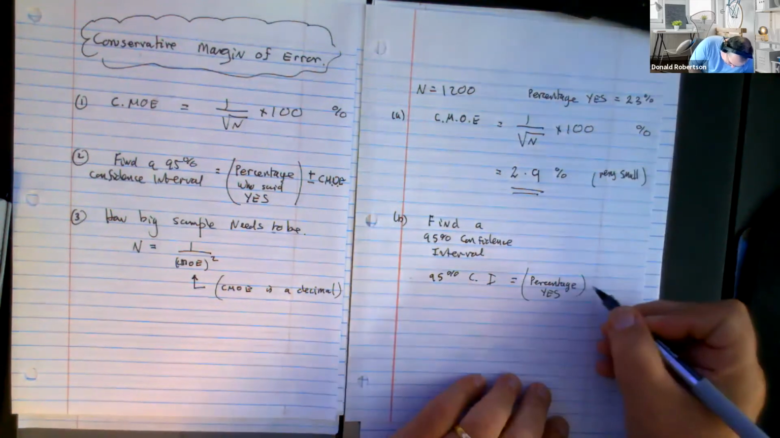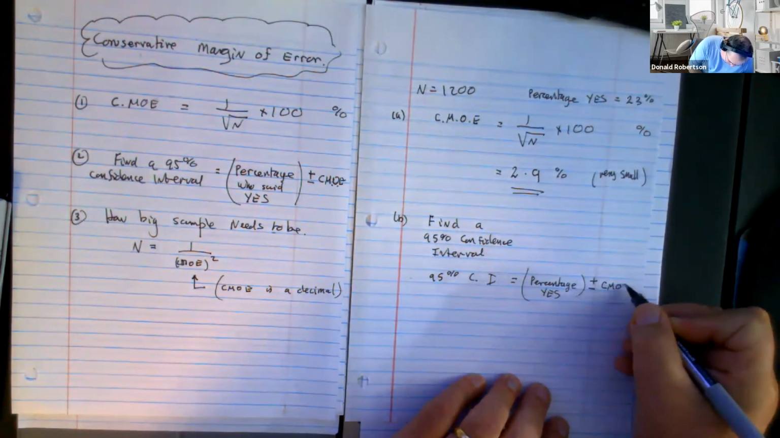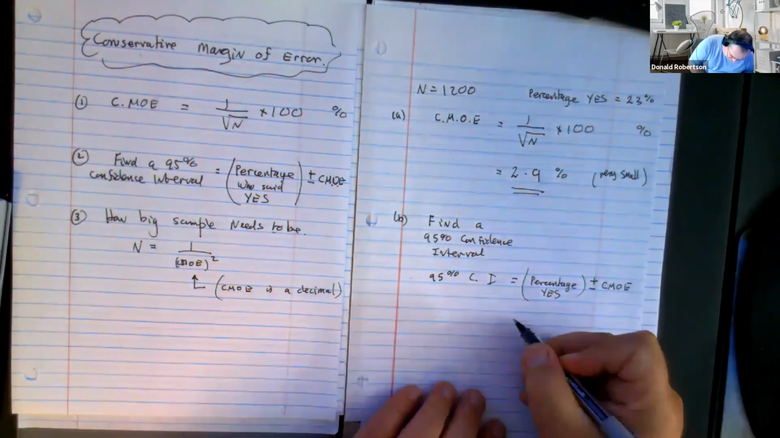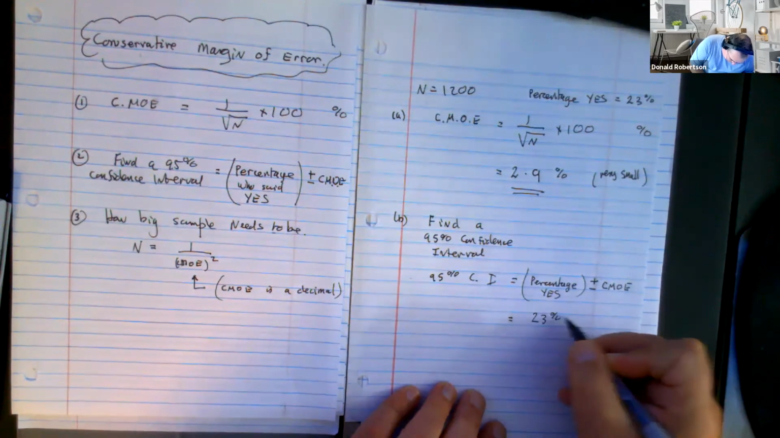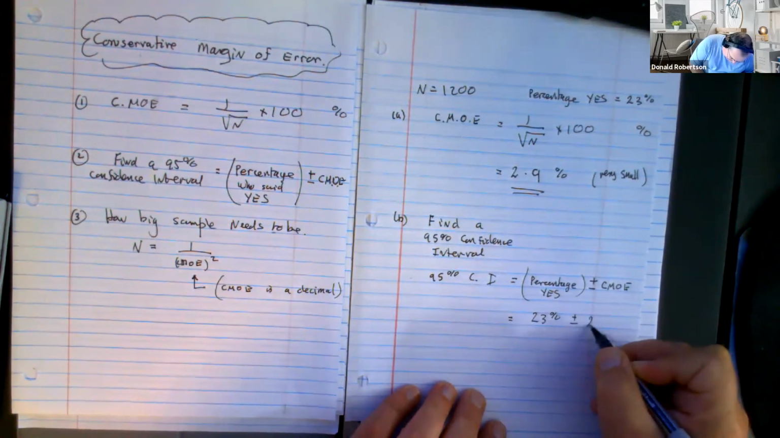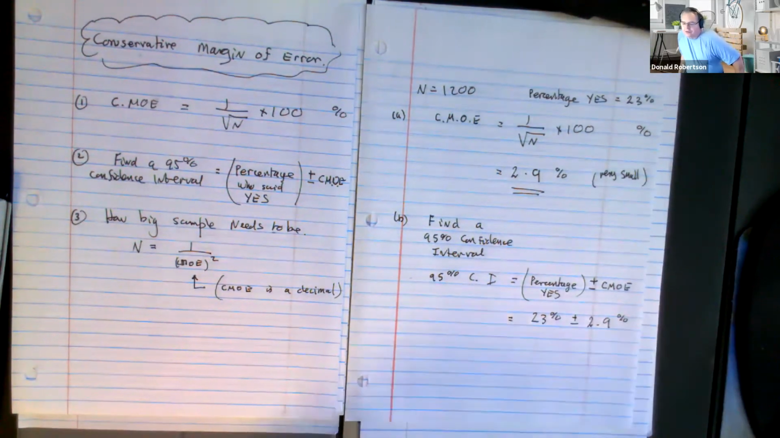And then it's plus or minus the conservative margin of error. So our 95% confidence interval is 23%, give or take 2.9%. So if you're listening to the news, they might say, oh, there was a new poll, a new survey conducted, and 23% of Americans have been to Scotland with a margin of error of plus or minus 2.9%.